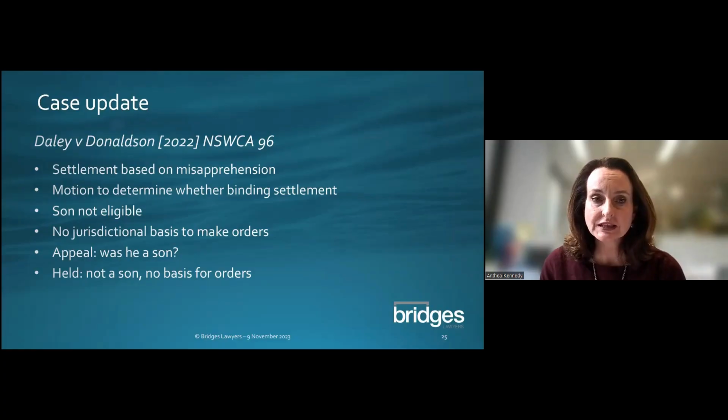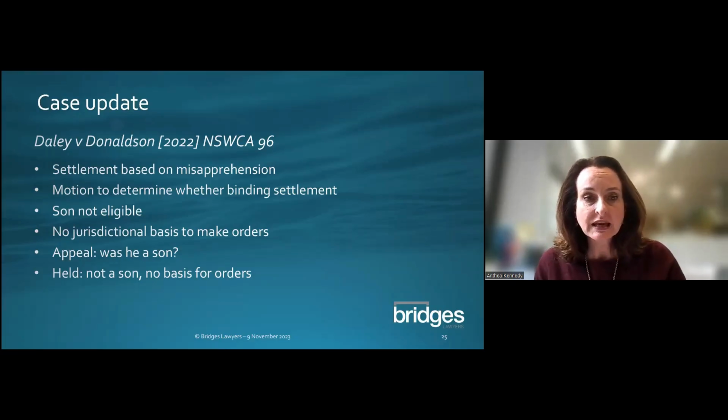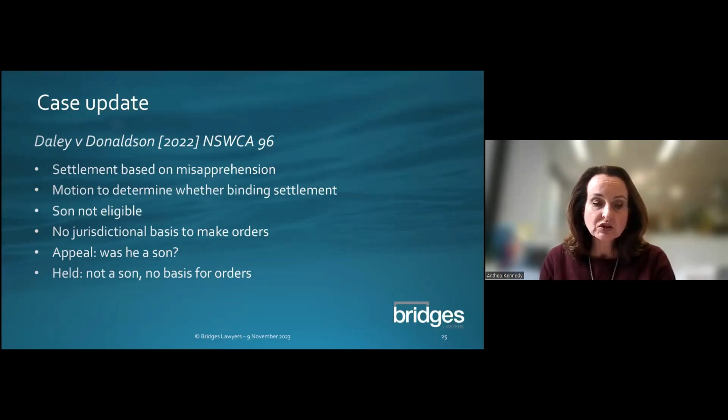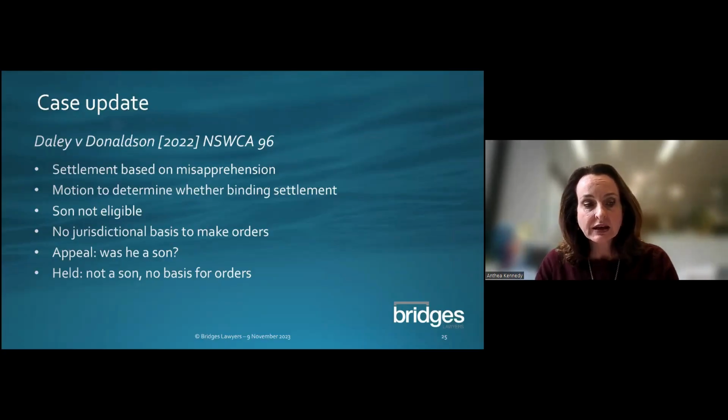When the matter went before the court at first instance, the judge was asked to make the orders because there had been an agreement, but the court wasn't in a position to make the orders because there was no jurisdictional basis upon which to make them, given that there was no eligible person, and so a family provision order couldn't be made. That was taken on appeal, as to whether there was a binding agreement and whether orders should be given effect to, given that there had been an agreement. It was held that the decision at first instance was correct, that as the applicant wasn't a son, there was no basis for the making of the orders.